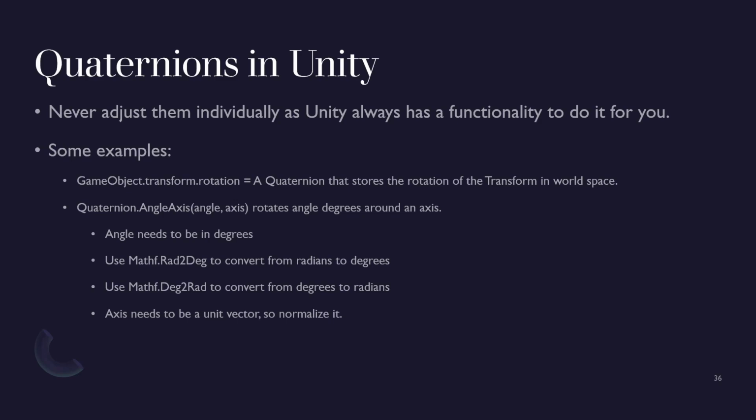Sometimes, though, you want to put in an angle through regular Euler degrees, and you can use two math functions, Rad2Deg and Deg2Rad, to make the conversions between radians and degrees whenever you need to as well. Finally, keep in mind, if you're using Quaternion.AngleAxis, that your axis needs to be a unit vector. So if you're using it, make sure you normalize it, for which you can use the functions that we discussed earlier in this video.